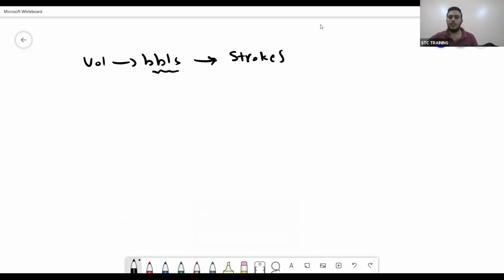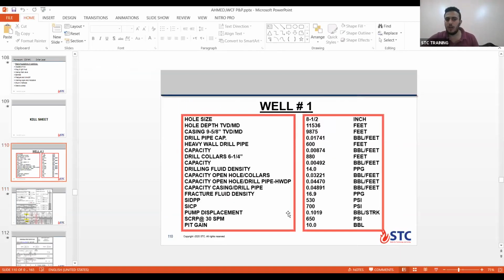If you look to the given data, so let's go back again to the presentation. If you look here at the given data, you will find pump displacement equal 0.1019 barrel per stroke. So we're gonna take this parameter, pump displacement in barrel per stroke, and divide our volume over it. So back again to the whiteboard here.